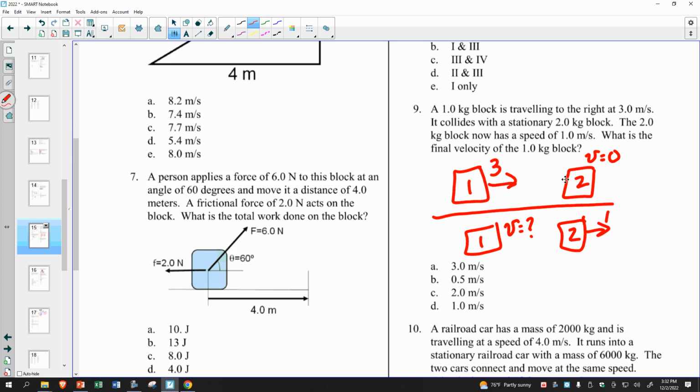Because if this thing ran into the 2 kilogram block, there's no way that it's going to go to the left, right? You should see that. It's just not possible for this one to move to the left. It has to move to the right. But you're right, I didn't state that explicitly in the problem. I probably should have.